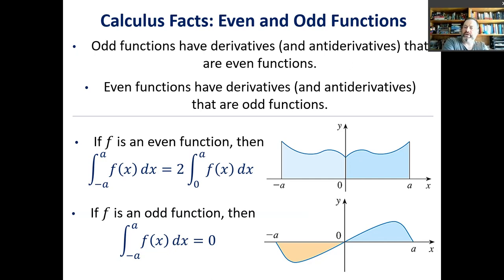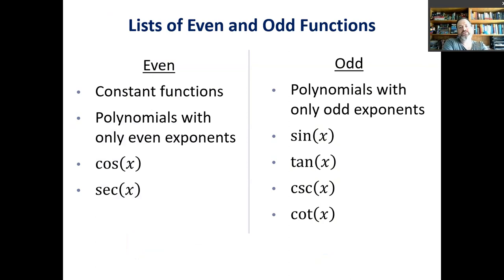So before we go any farther, let's think about this. Does this make sense? So here's our list of even and odd functions. Let's see if we can see a pattern there. So for example, the derivative of sine x is cosine x. The derivative of cosine x is negative sine x. Right? So you can see how it works, right?